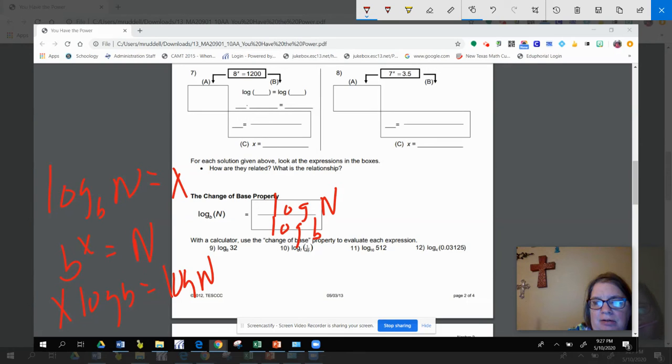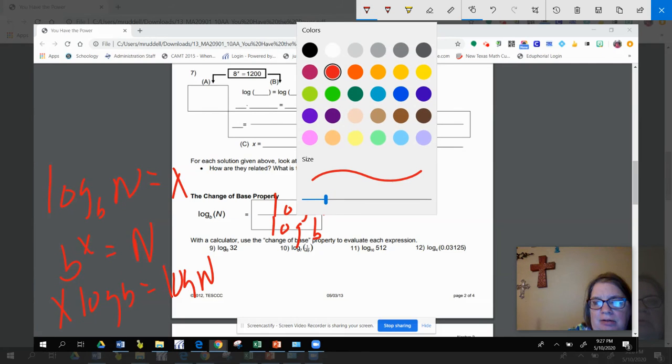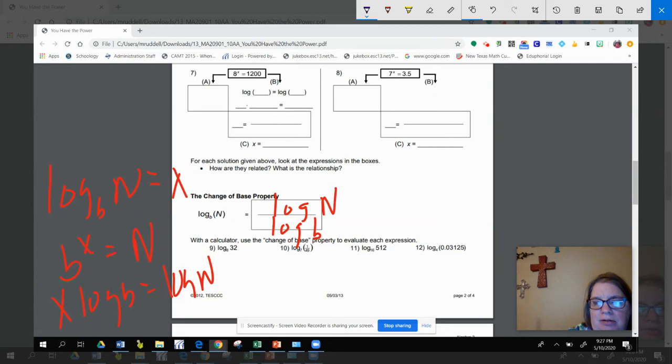Okay, so for these examples, this one would be log 32 divided by log 8. This one would be log 1 over 49 divided by log 7. And then you would go ahead, I'm not changing screens to go to the calculator to do that each time, but that's what you would do. You would go to the calculator and type that in and then use your decimal.